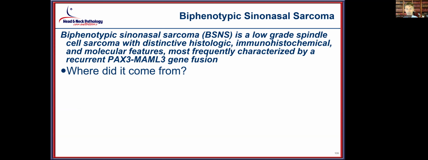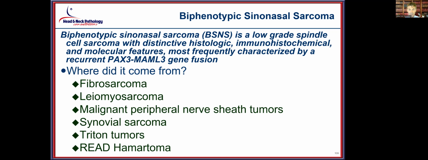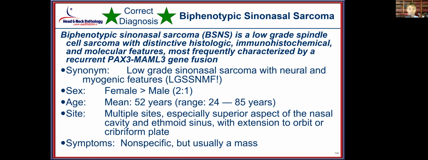So this is a very specific low-grade spindle cell sarcoma with a distinctive histology as well as immunohistochemistry, and most frequently characterized by a PAX3-MAML3 gene fusion. And so you may say, well, where did this come from? Well, of course, it came from all of the tumors that I've just been discussing, because once it was identified and people went back into their cases, you will notice that now this is the correct diagnosis for the case that I drove, where there really is a very, very characteristic appearance for this tumor.